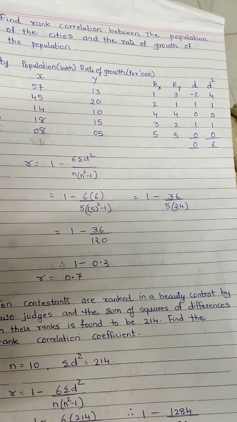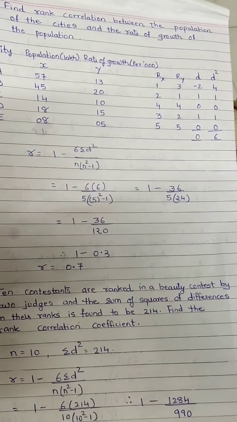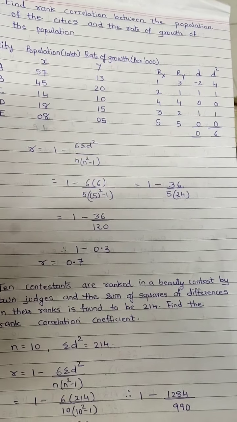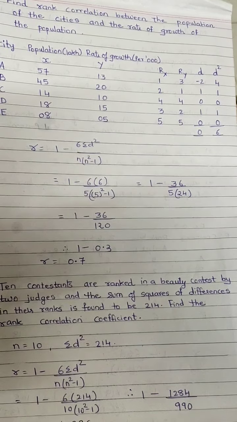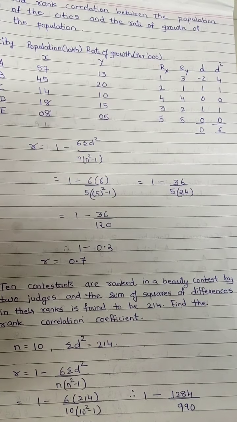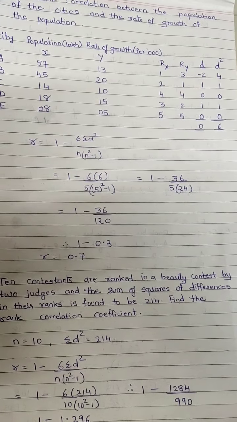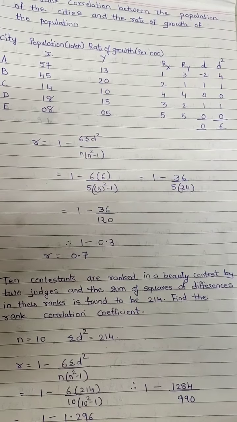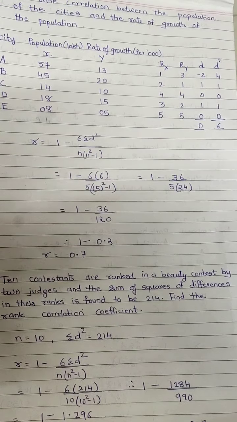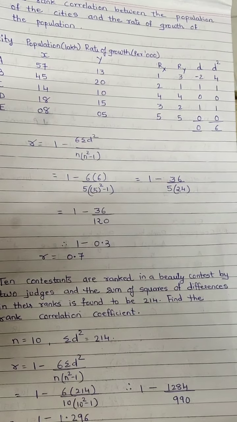Now here our first step will be to assign rank to variable x and variable y. Let us first assign ranks to variable x. The highest observation of variable x is 57, so we assign it rank 1. Second highest is 45, so rank 2. Third highest, 18, so we assign rank 3. Then fourth one, 14, we assign it rank 4. And then 8, we assign it rank 5.